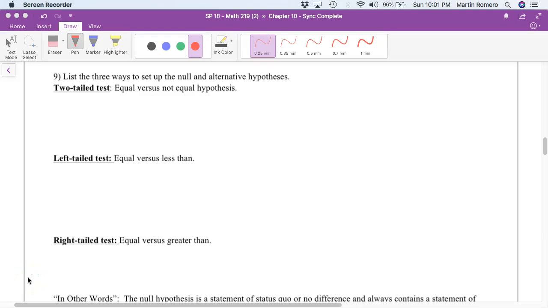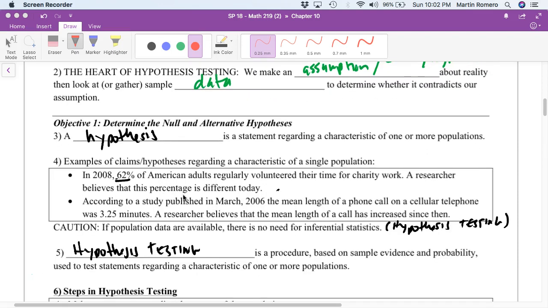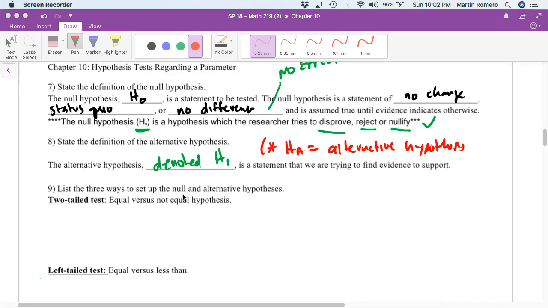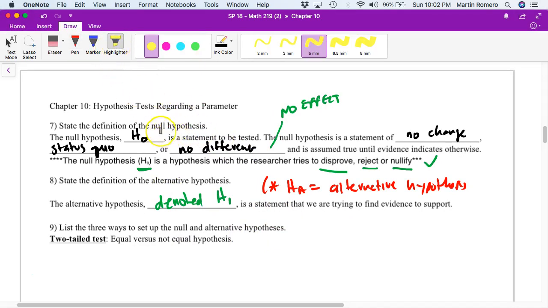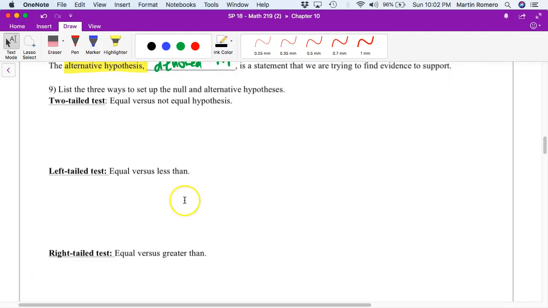This is part 2 of chapter 10.1. We've just finished some of the language of hypothesis testing. We introduced a few new terms, but an important one was the null hypothesis, so make sure you use that language. And then the other one was the alternative hypothesis. We introduced that terminology. Now, there are going to be three ways to set up the null and alternative hypothesis.